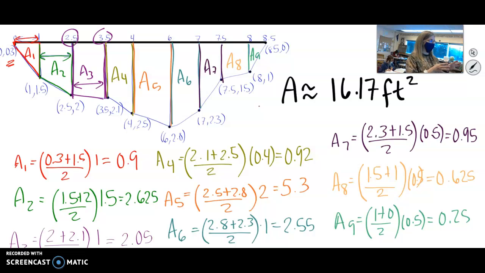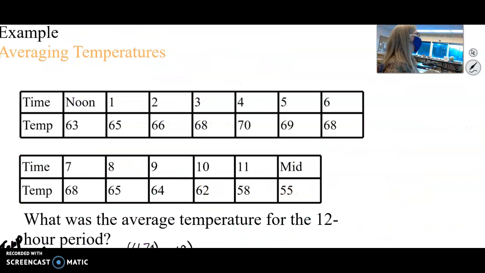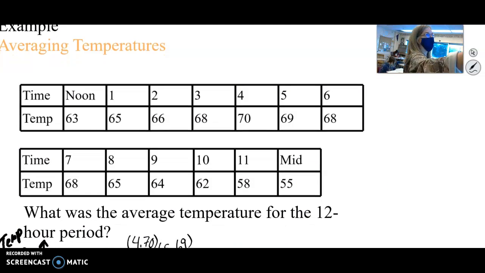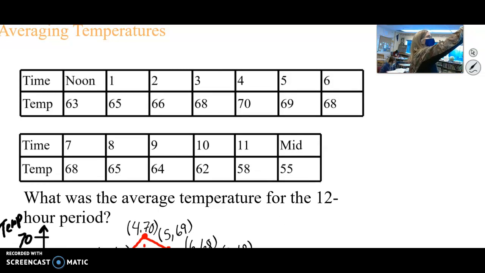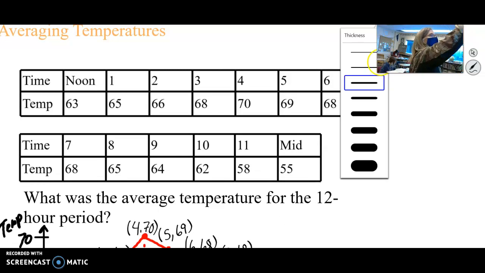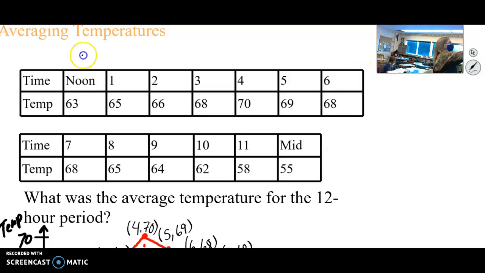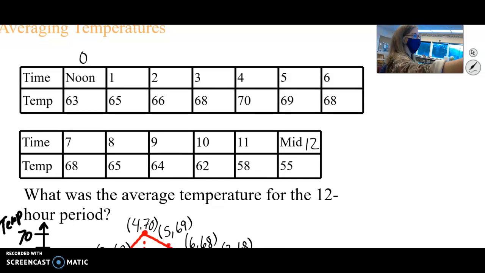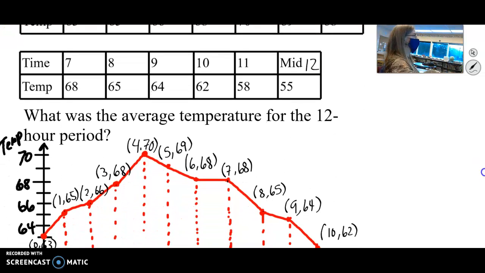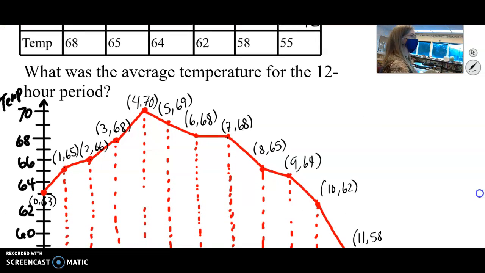But hopefully you get the idea of how the process works. All right, so this is another problem. It's on averaging temperatures, and the temperatures are taken from noon until midnight, so we can change. Noon would correspond with 0, and midnight would correspond with 12. We're going to find the answer to this question. What was the average temperature for the 12-hour period?